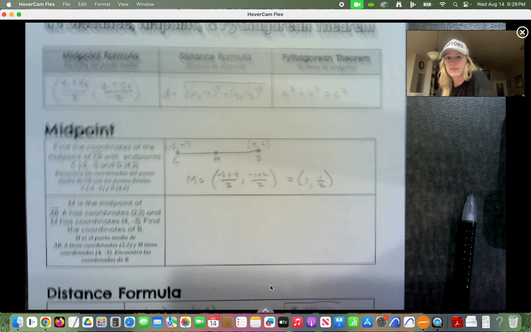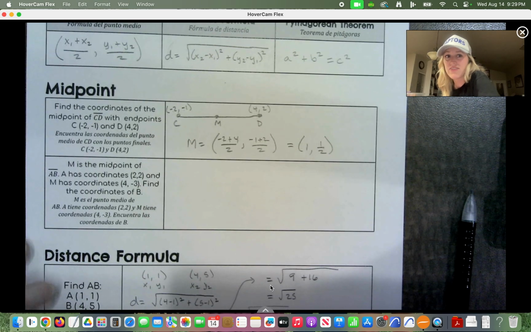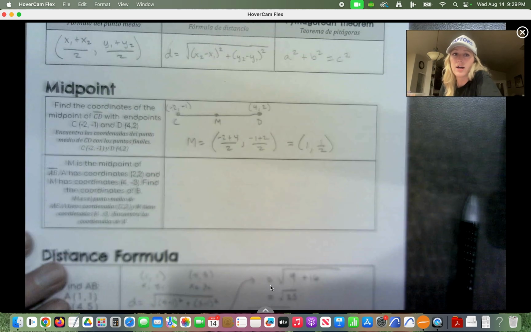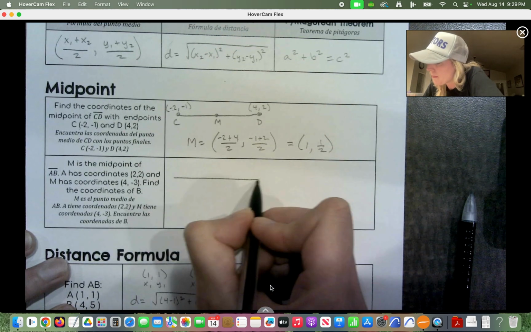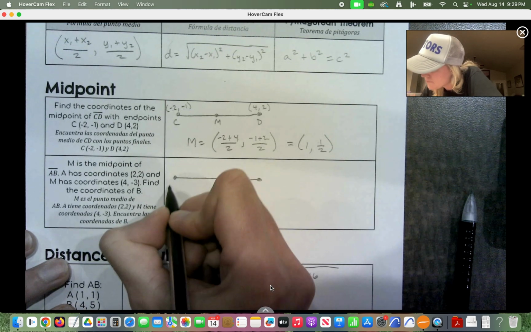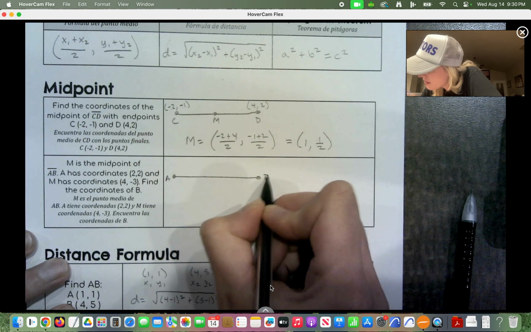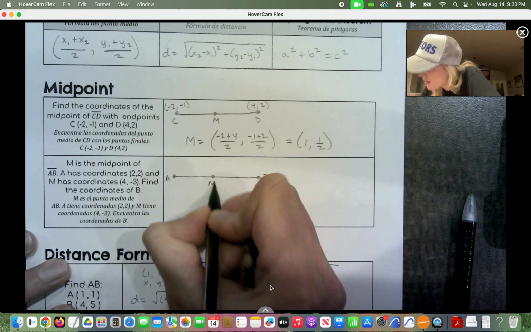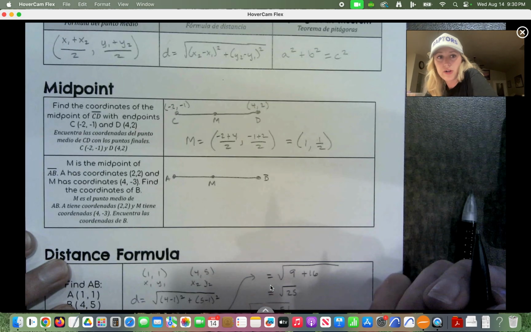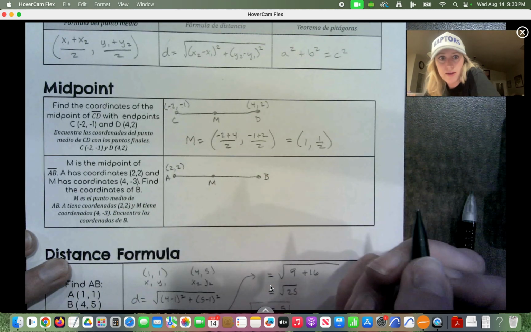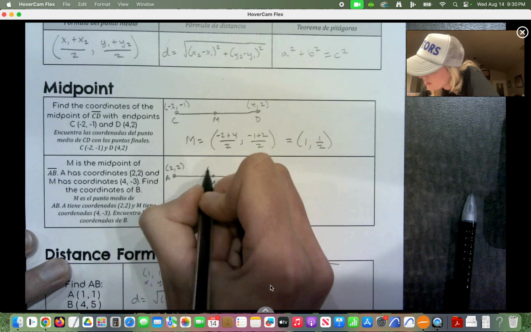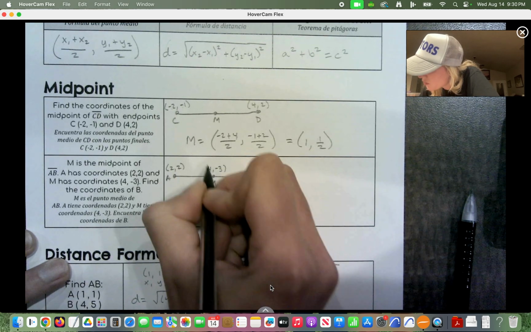Perfect. All right, this one is a little bit different. They are giving me the midpoint. So they're saying AB is our segment, and M's the midpoint. Okay, so we are given that A has the coordinates 2, 2, and M has the coordinates 4, -3, and they want us to find the coordinates of B.